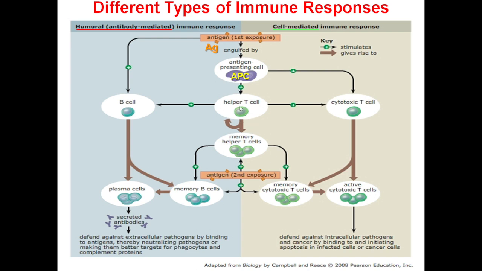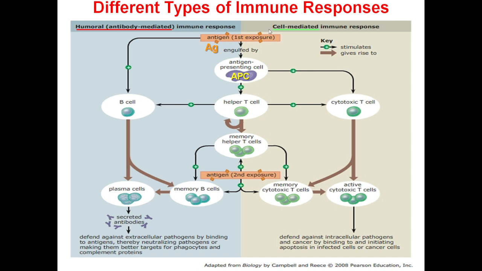T helper cells, after stimulation by the antigen, also replicate, also mature to the finally matured effector forms, helper type 1, 2, and others. And some of the cells also transform to the T memory cells.